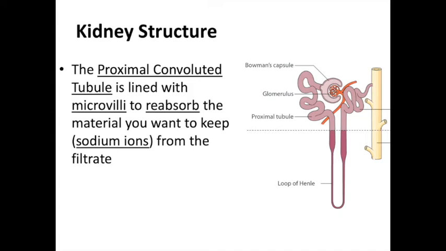So if you have certain hormones that you don't want to get rid of, you have microvilli just for that hormone. If you don't want to get rid of some sugar, like glucose, you have special ones just for the glucose, and so on and so forth. They're going to absorb all the good stuff and put it right back into your blood.